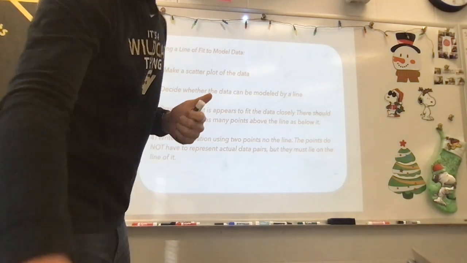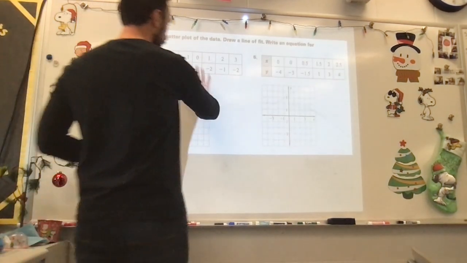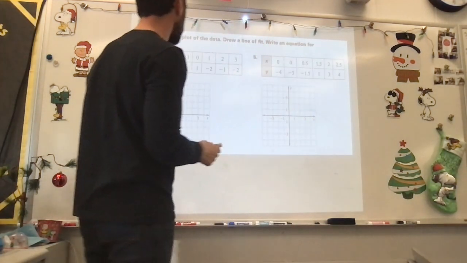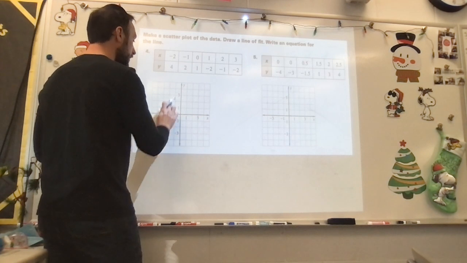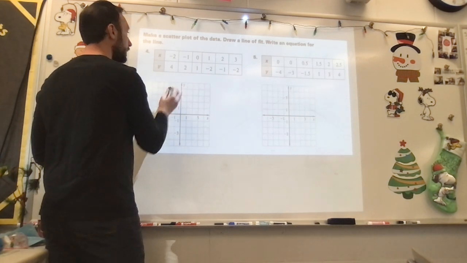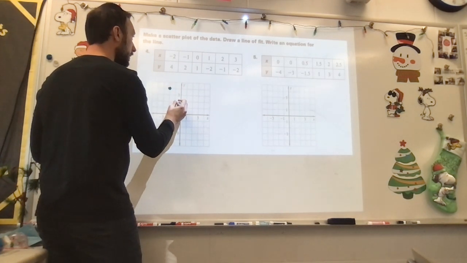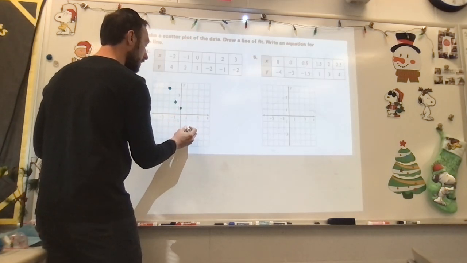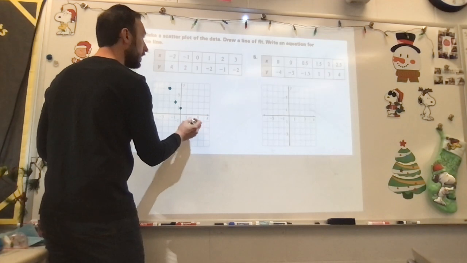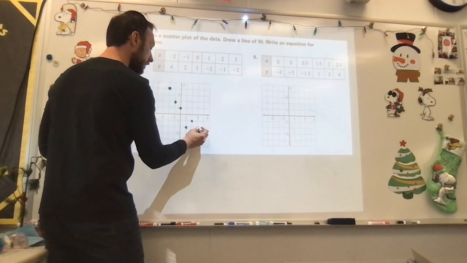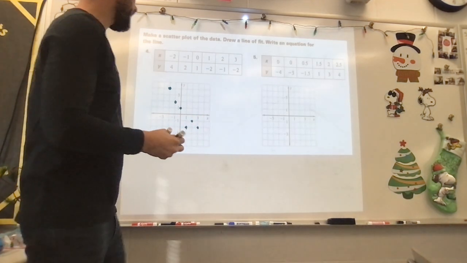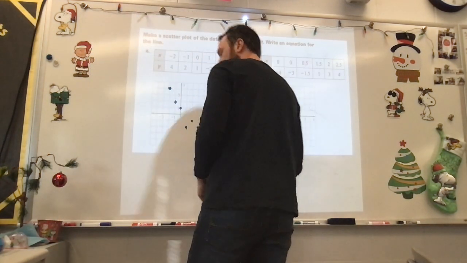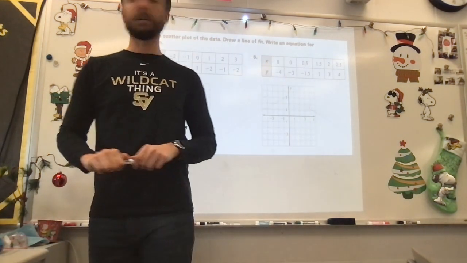Okay, so let's see what that actually means here. Let's graph our points, draw a line of best fit, and write an equation for our line of best fit. The points are -2, 4; -1, 2; 0, 1; 1, -2; 2, -1; and 3, -2. So there we have the points of our graph. And our next job is to draw that line of best fit.